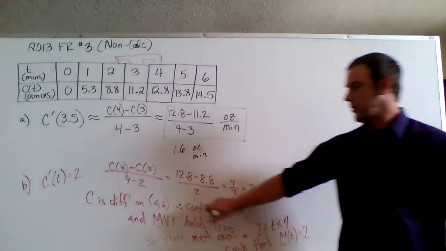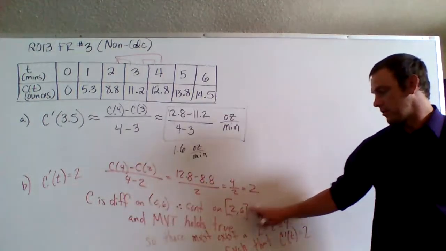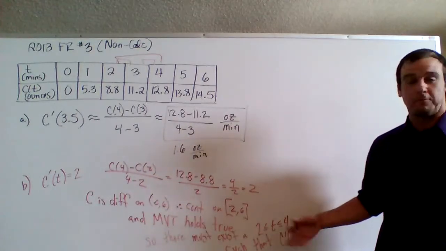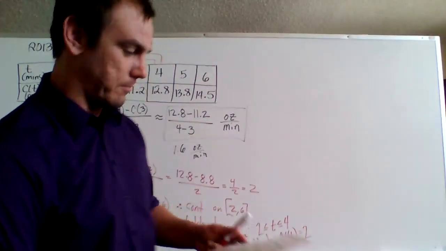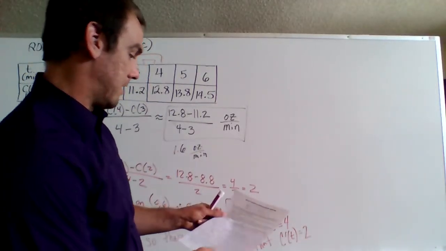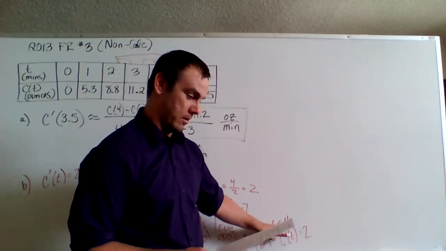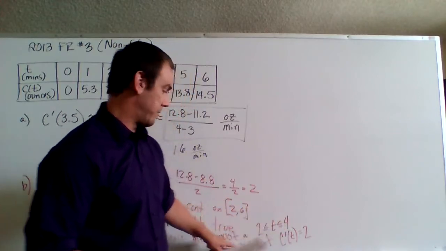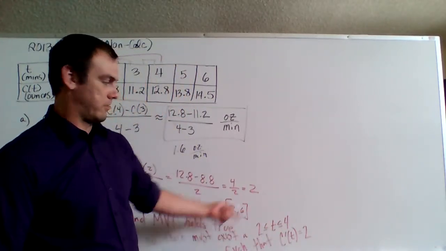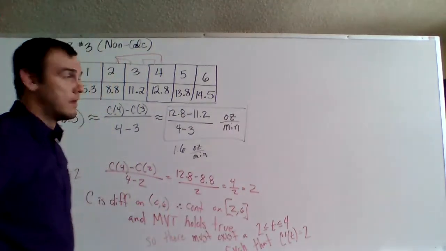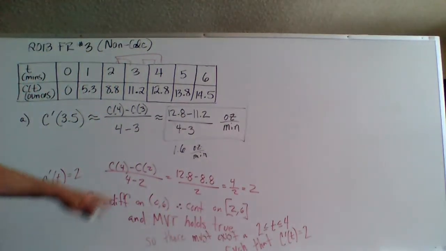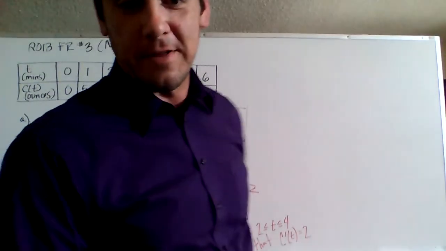Okay? So this is like your hypothesis statement, and you just need to say there must exist, basically restating what they asked you already. Because if you look at the wording, is there a time t between 2 and 4 at which c prime equals 2? Well, you're just saying yes, it works out because of MVT. All right? That will get you all your points there. So let's move on to part C.